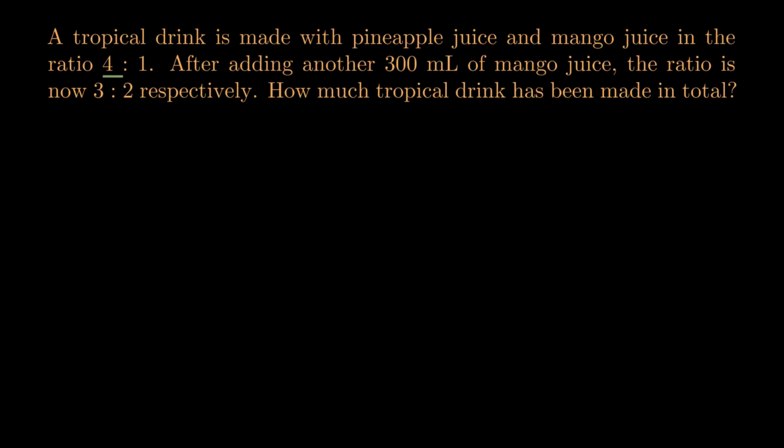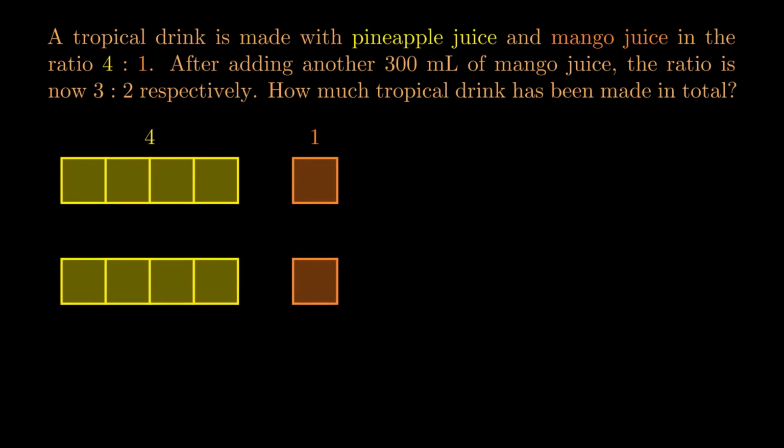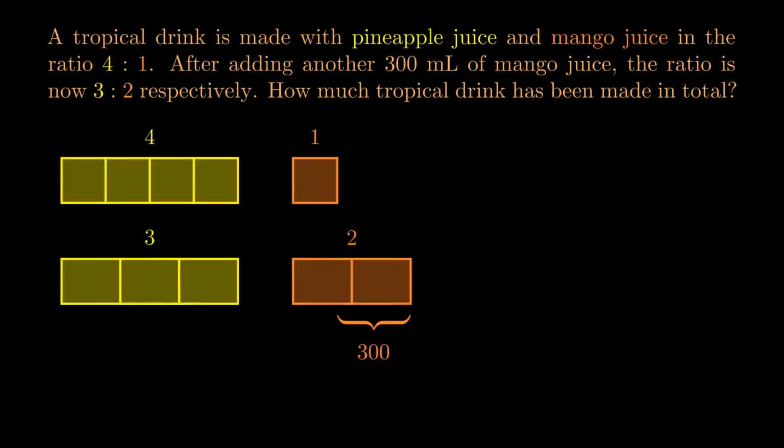The ratio starts at 4:1, and that's comparing the amount of pineapple juice with the amount of mango juice. So here they are, 4 bits to 1 bit. Now we add 300 ml of mango juice. So we'll draw another copy of that here, and then tack on the extra 300 ml of mango juice at the end. And now we've made a mess of all the bits down the bottom, okay, but we're told the ratio is actually now meant to be 3:2, which means our picture should actually look like this now. And what we're after is the total amount of drink we've got now.